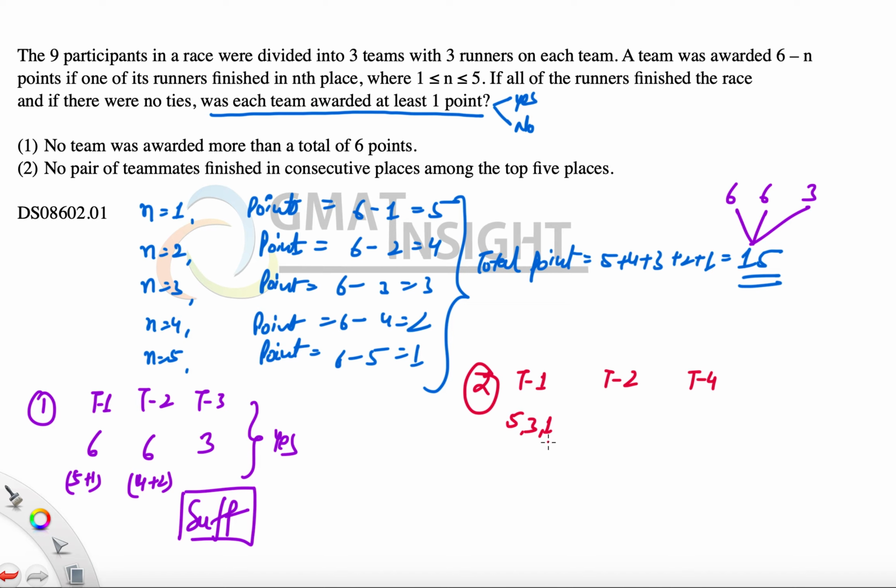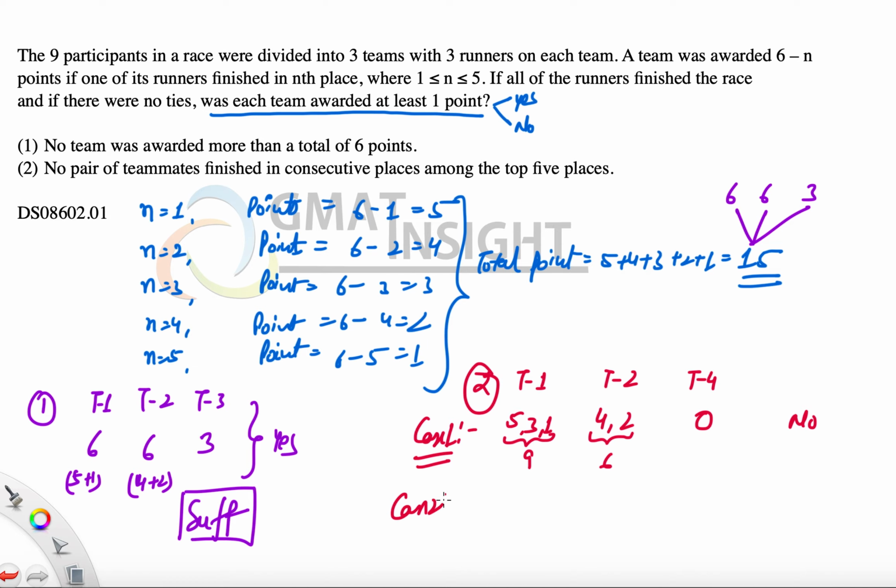That means the total point count of this team becomes 9. And the second team gets 4 points and 2 points, no two of them consecutive, so 6 points. And the third team gets 0 points. That's possibility number 1. That means this answers the question as no. Not every team is getting at least 1 point.